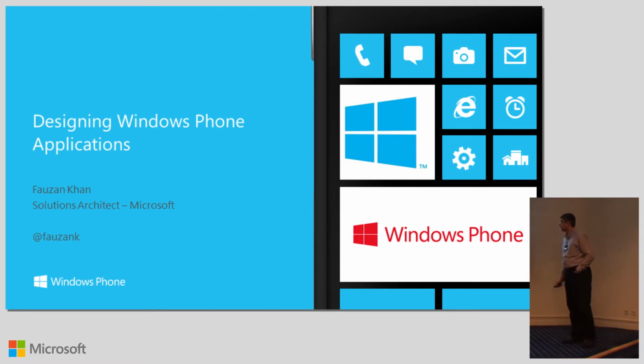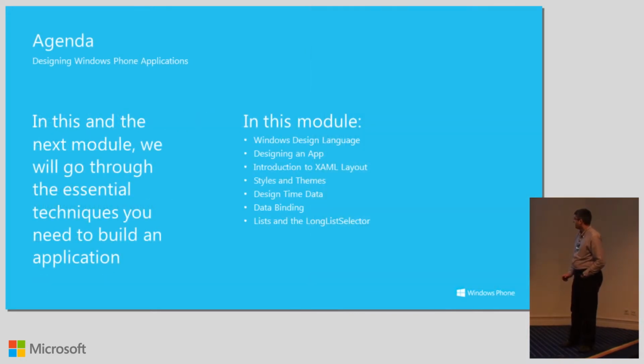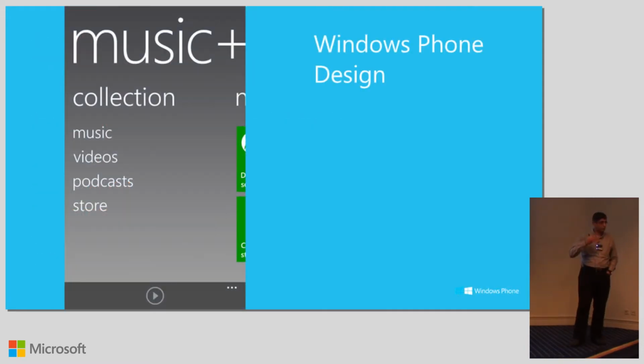And that's what we are going to talk about next month. In this session, we are going to talk about Windows Phone application design. We're going to talk about how to design your applications using XAML, how to style it, how to use the inbuilt themes that are provided by the tool, and how to data bind your application to the backend data.